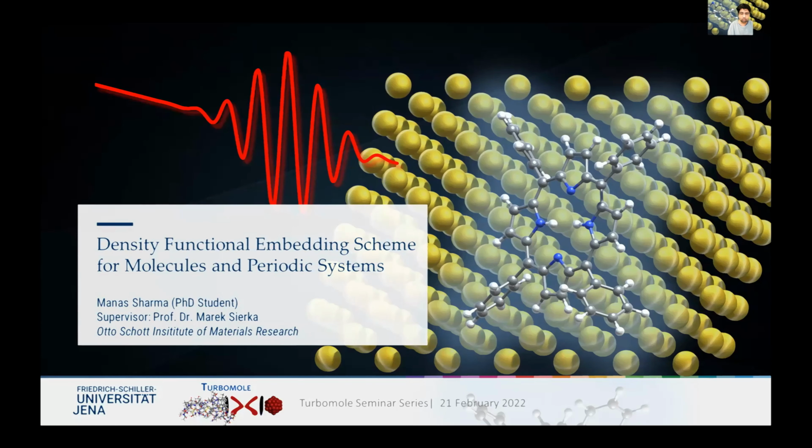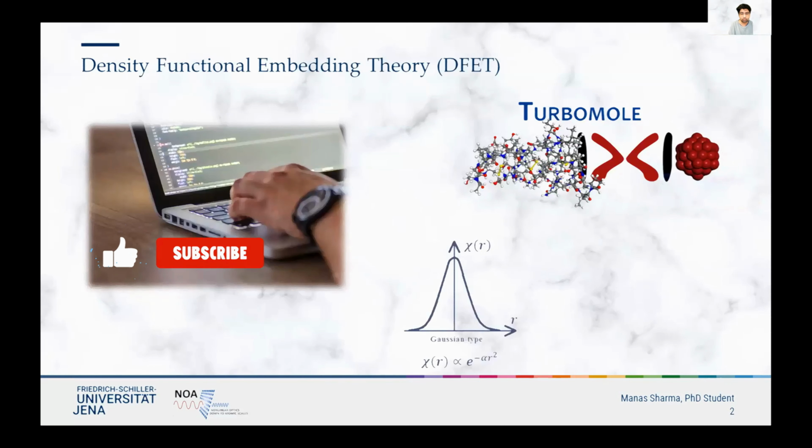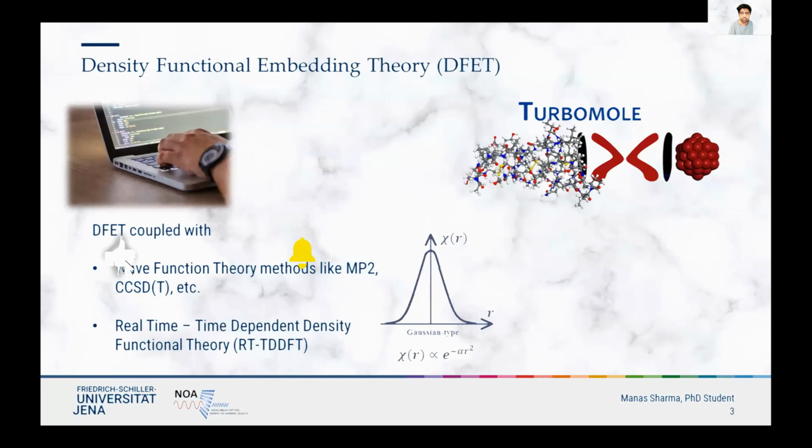So the goal of my PhD is to investigate nonlinear optical properties of hybrid systems, such as a molecule adsorbed on a surface. Basically, we want a quantum mechanical description of these hybrid systems. And for that, I'm developing and implementing density functional embedding theory within TURBOMOLE. Also, this DFET, density functional embedding theory, will be coupled with wave function theory methods like Møller-Plesset, coupled cluster singles doubles, and real-time time-dependent density functional theory, or rt-TDDFT.